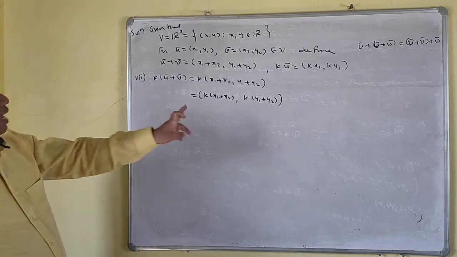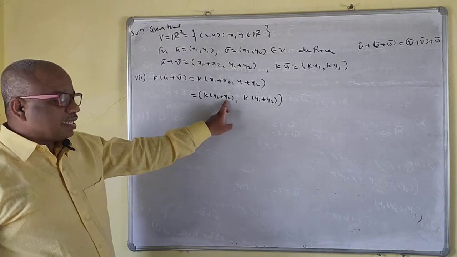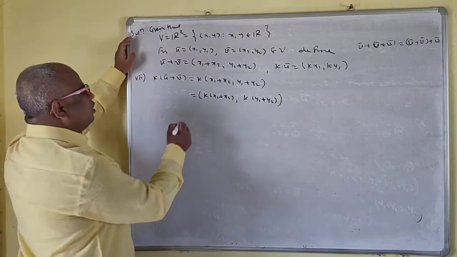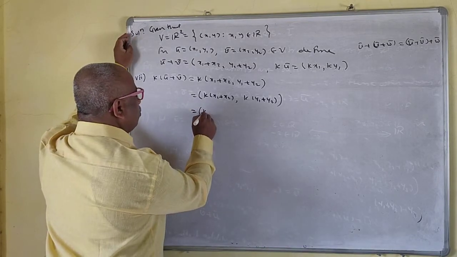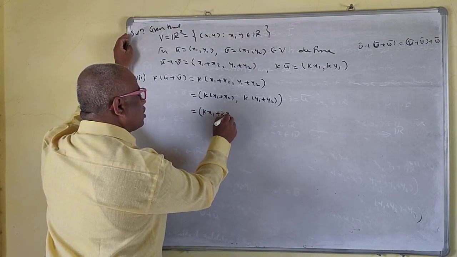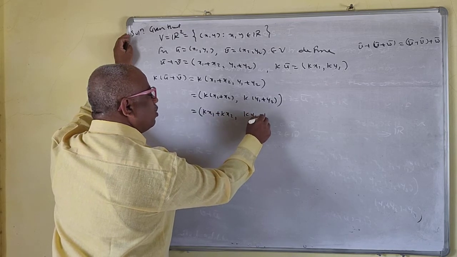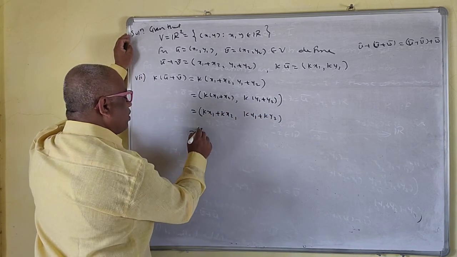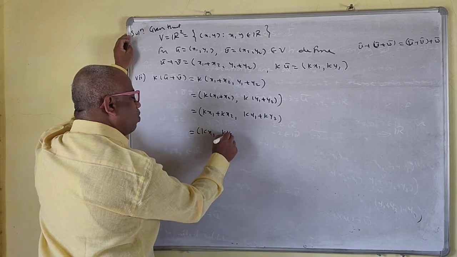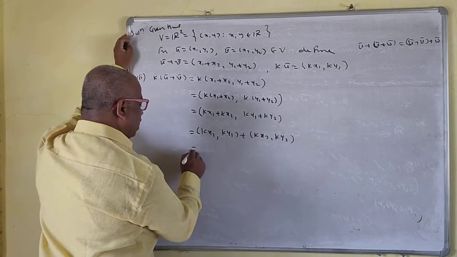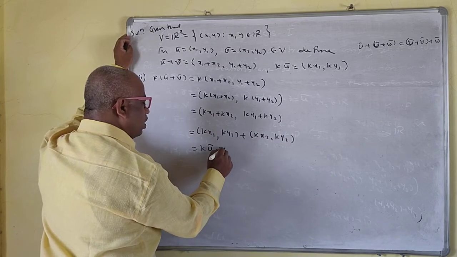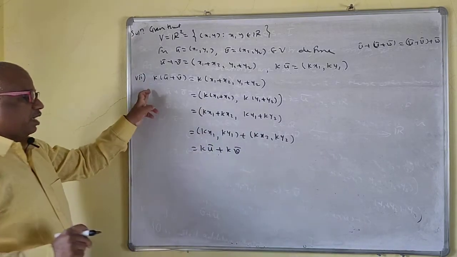I can multiply by k because these are real numbers, and for real numbers we are familiar with that. So this is (k x1 plus k x2, k y1 plus k y2), and this is the same as (k x1, k y1) plus (k x2, k y2). And this is the same as k u bar plus k v bar. So automatically we get this.